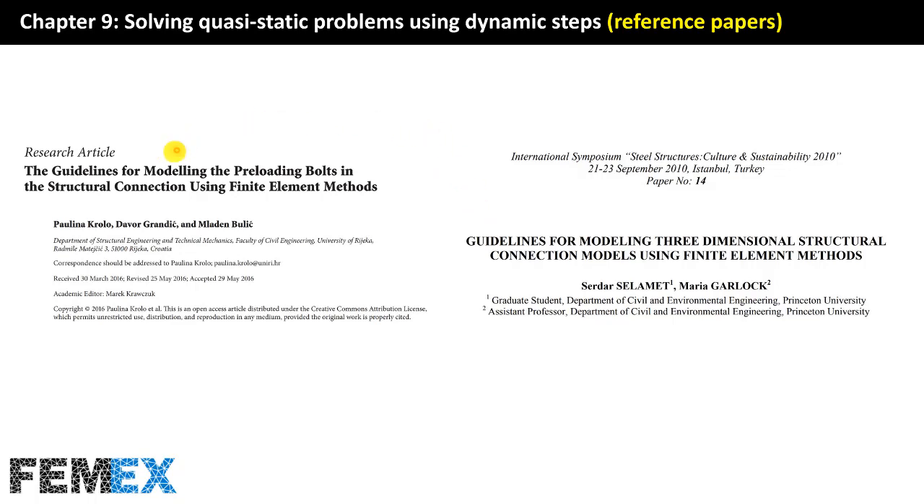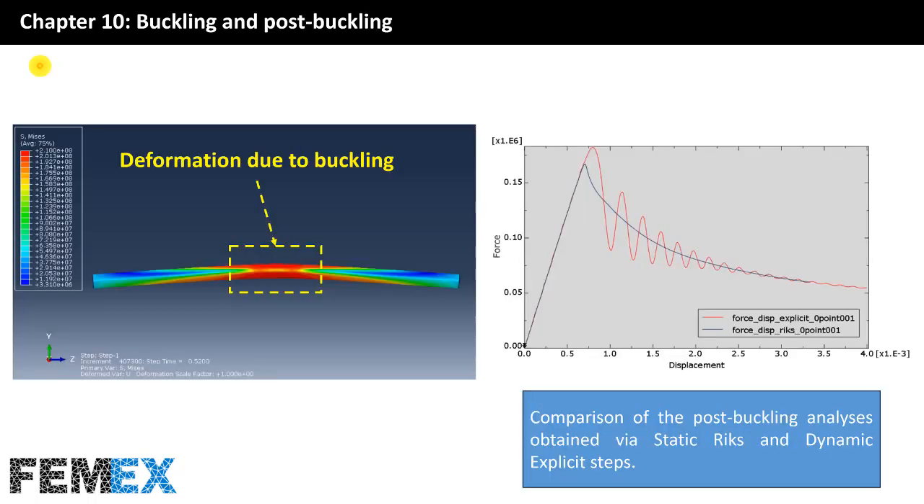The second one is the guidelines for modeling the preloaded bolts in the structural connection using finite element methods. And the third one is guidelines for modeling 3-dimensional structural connection models using finite element methods. I have used the guidelines presented in these 2 papers in the modeling and simulation of the lap joint, including 2 bolts. Chapter 10 is about buckling and post-buckling simulation.